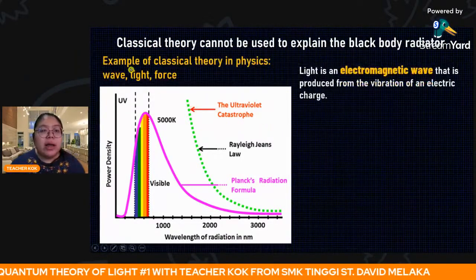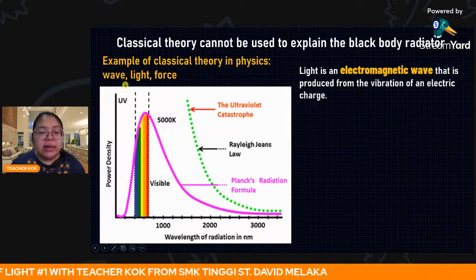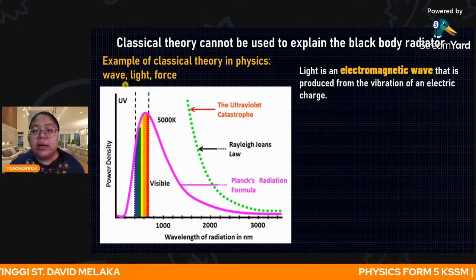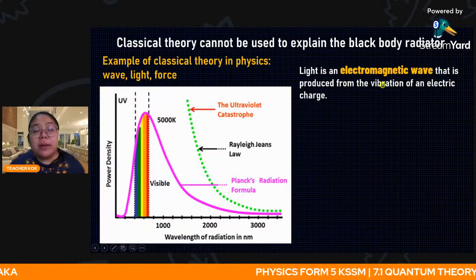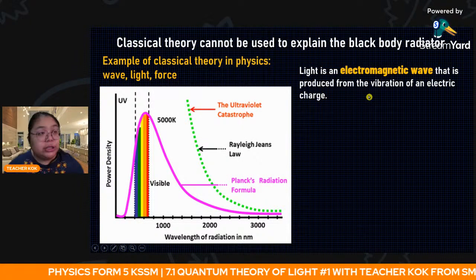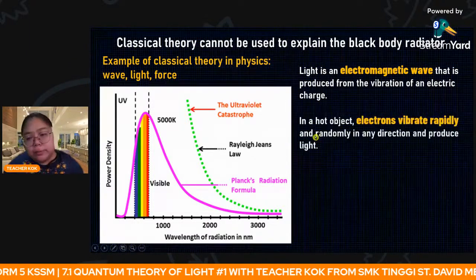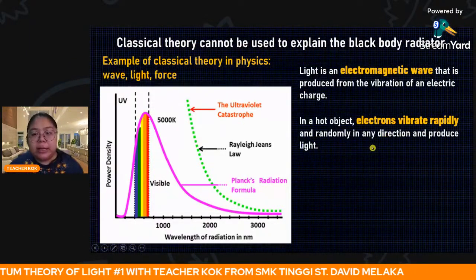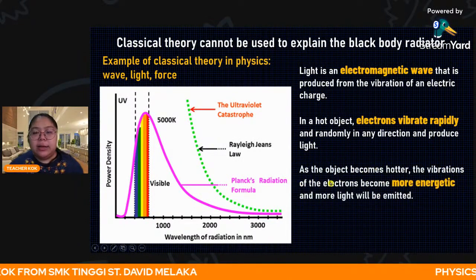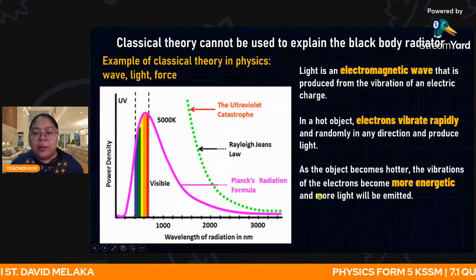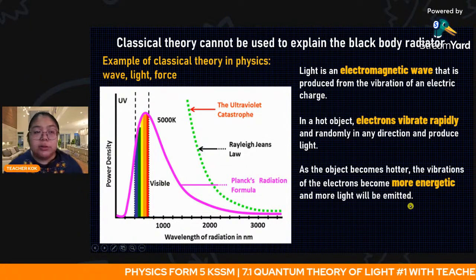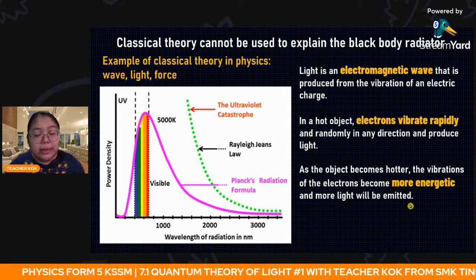Okay, first, examples of classical theory in physics are light, wave, and also force. So light is an electromagnetic wave. Okay, that is a product of the vibration of the electric charge. Okay, in a hot object, electrons vibrate rapidly and randomly in any direction and produce light. Okay, as the object becomes hotter, the vibration of the electrons becomes more energetic and more light will be emitted. So this is what we learned before, the light and also the electron.